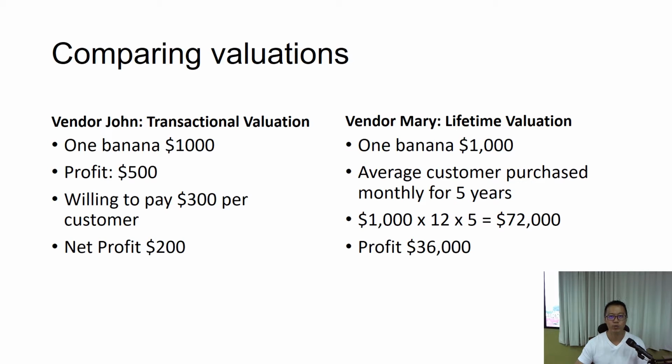So how much am I willing to spend in order to get this profit of $36,000? Well, Mary could spend up to, say, $15,000, even $20,000 in order to get one customer to buy from her, because she's worked out, on average, the customer is worth $36,000. So when you compare John and Mary, John's willing to spend $200 to get one customer. Mary's willing to spend, like, say, $15,000 to get one customer.